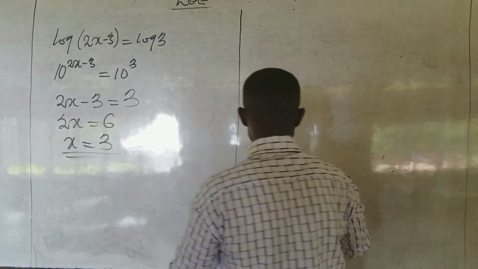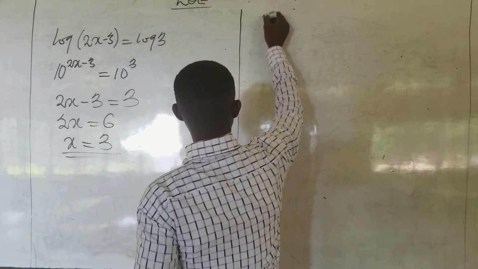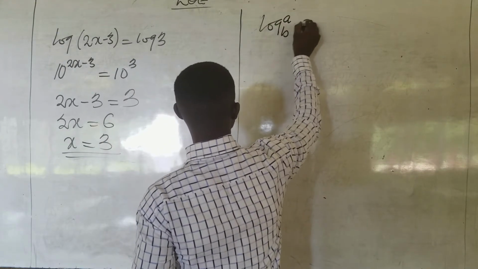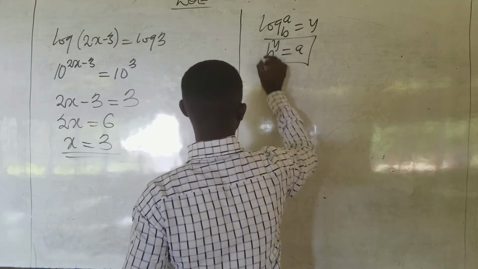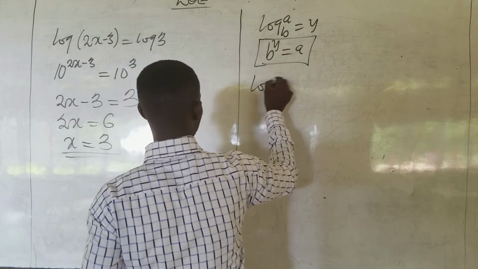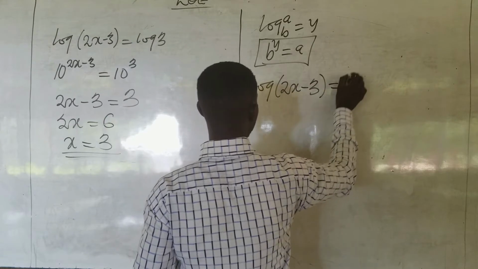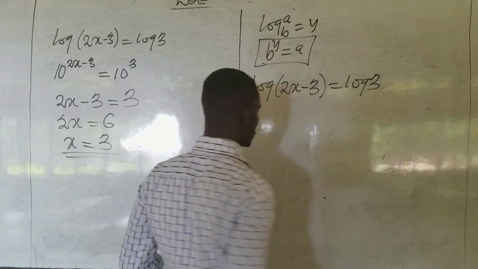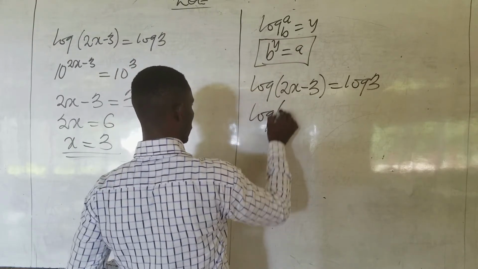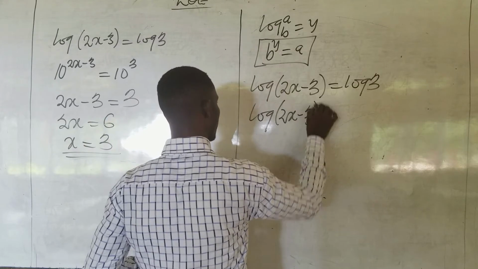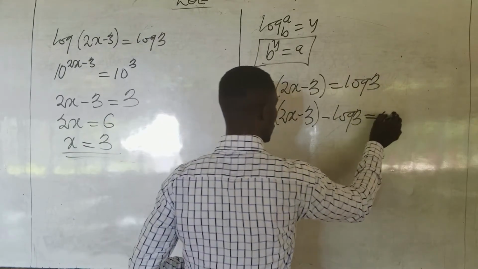The other alternative approach is to use the definition of logarithm. That is very simple. You are told that if log a base b is equal to y, then b to the power y is equal to a. Very fundamental. So log 2x minus 3 should equal log 3. What do you do? You bring this one over, so we shall have log 2x minus 3 minus log 3. Since I have brought this one, there's nothing there, 0.